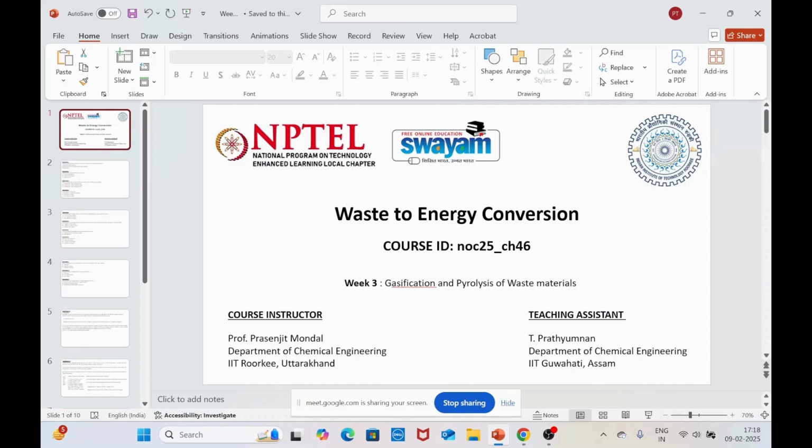The major reason why the temperature is so low in the fluidized bed is that, as we discussed in the previous session as well as in the course, the heat transfer rate in the fluidized bed is comparatively higher. Since heat transfer is more efficient, a higher temperature is not required. At a lower temperature itself, the waste material is able to combust.